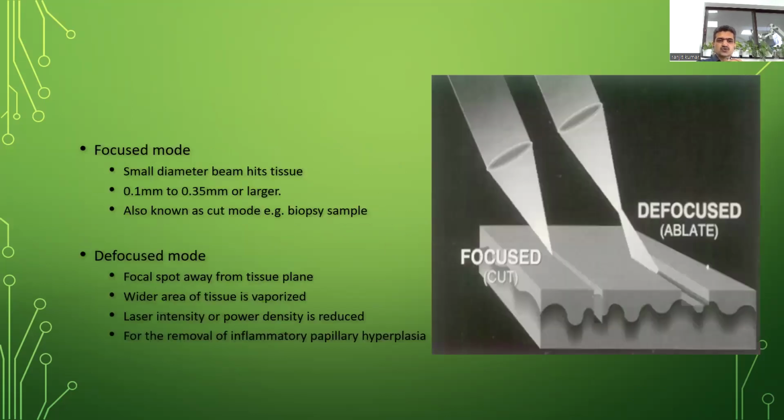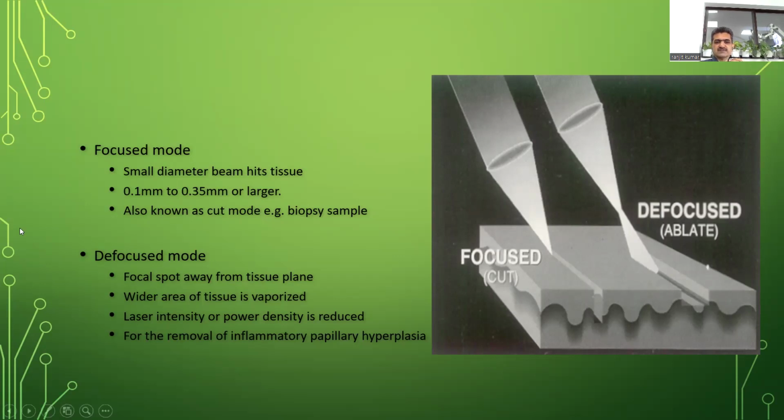So we have to know about 2 points: what is a focused mode and a defocused mode. If I want to cut the tissue, I use a focus mode. That is, in case of gingivectomy, operculectomy, I use a focus mode where the small diameter beam hits the tissue, 0.1 mm to 0.3 mm. And if I want to do a plasty procedure like gingivoplasty, depigmentation, I use a defocus mode.